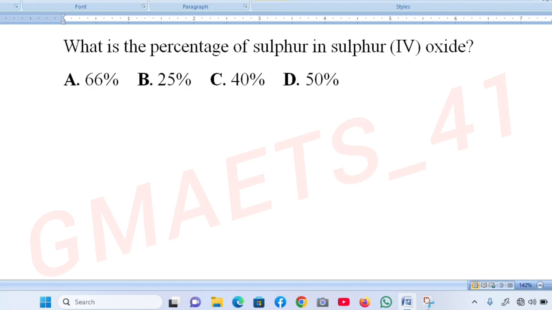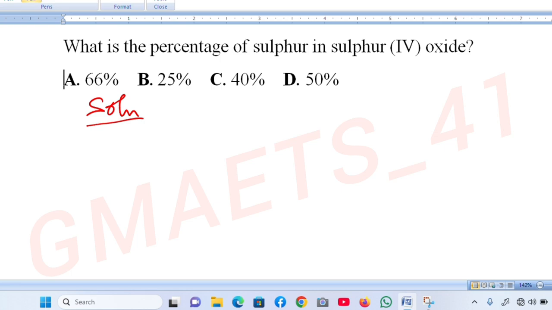Now, you want to take note of the formula for calculating the percentage composition of any element in a given substance. To get the percentage of sulfur in this sulfur IV oxide, we have a formula that we use in solving problems like that. And I'd like us to see how we address this problem. It's a simple one.